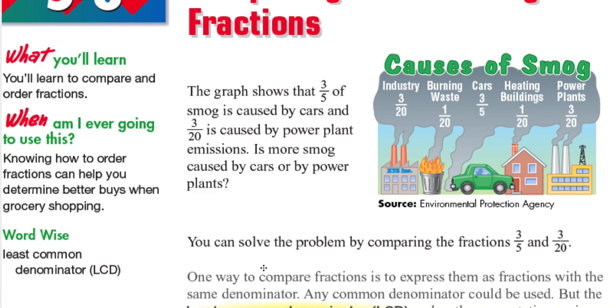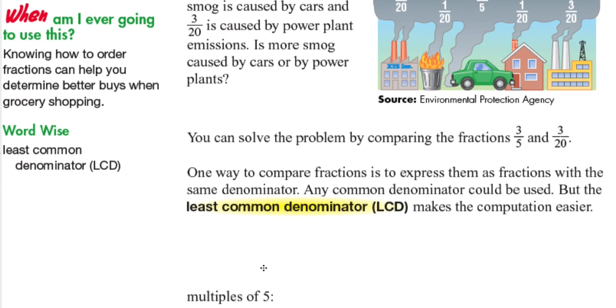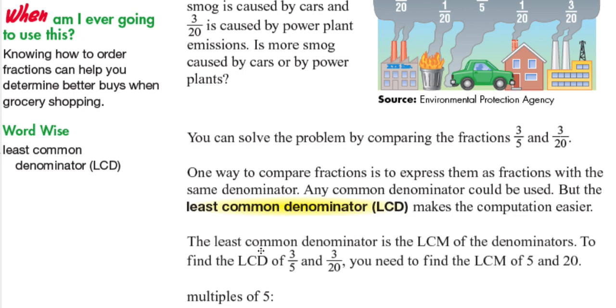One method to do this is to use what we call the LCD. One way to compare fractions is to express them as fractions with the same denominator. Any common denominator could be used, but the least common denominator makes the computation easier. So we want to find the LCD, or the least common denominator. The least common denominator is the LCM of the denominators.